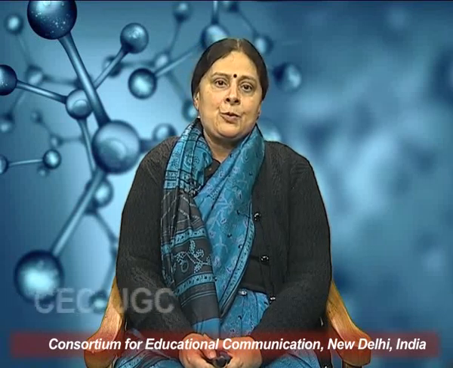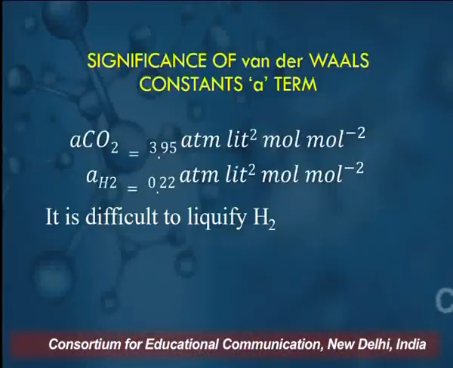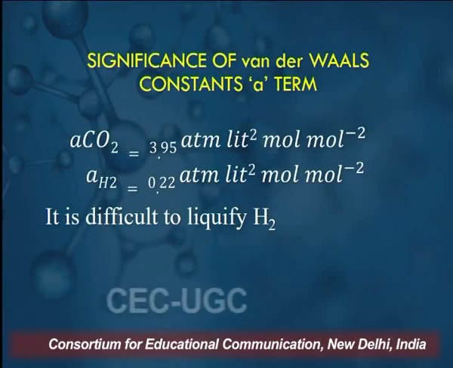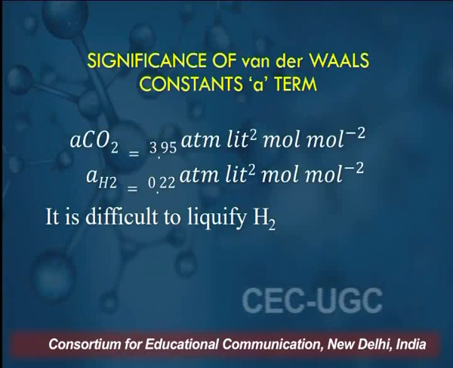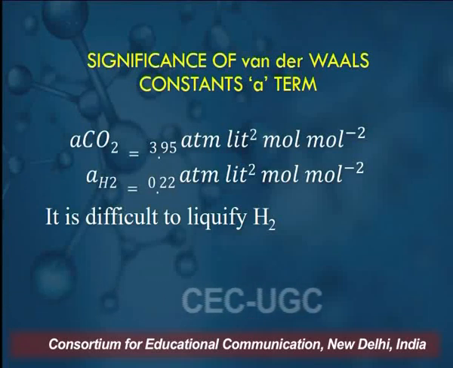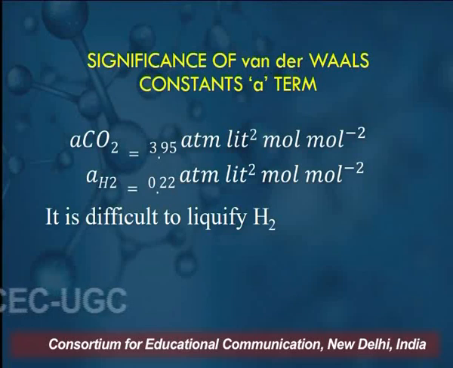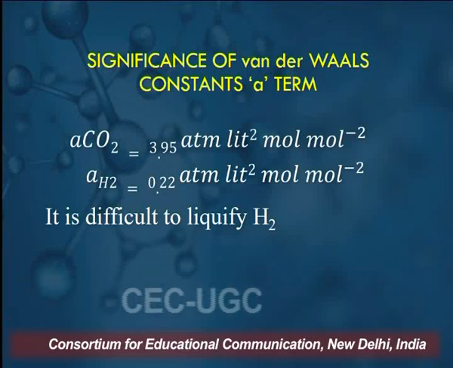Let me now show you briefly what is the expected value of a for various gases. For carbon dioxide, a is 3.95 atmosphere liter square mole minus 2. For hydrogen, it is 0.22 atmosphere liter square mole minus 2. Because the value of a for hydrogen is very less, we can infer that it is difficult to liquefy hydrogen.